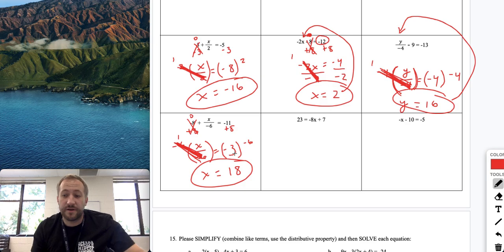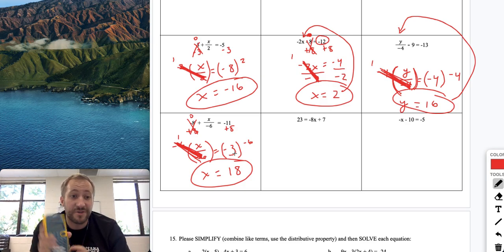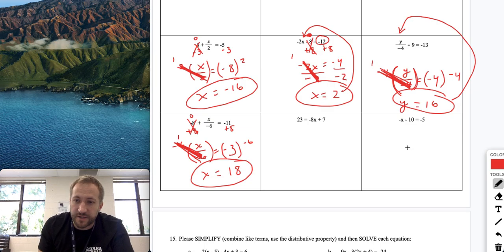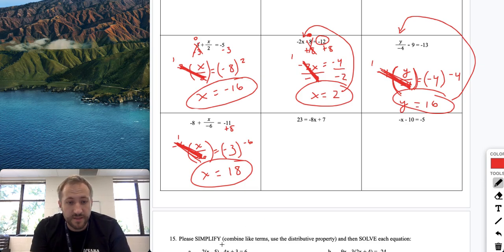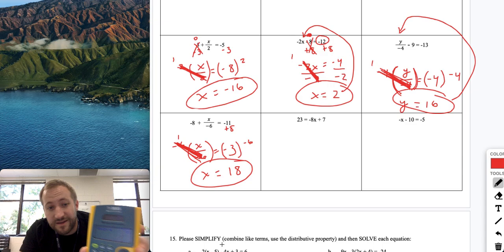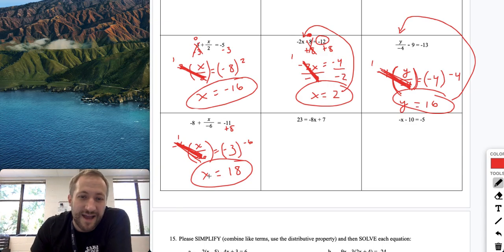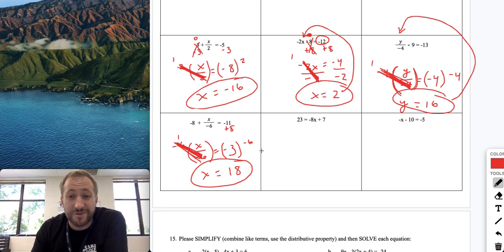And in my calculator, I'm going to plug that back in to double check my work. So I'm going to write in my calculator this expression. Let me erase that so I can see it a little clearer. In my calculator, I'm going to write negative 8 plus 18, because x is 18, divided by negative 6. And it should give me negative 11, and it does. Did it right. So I know x is 18. These equations are great because you can always double check your work.